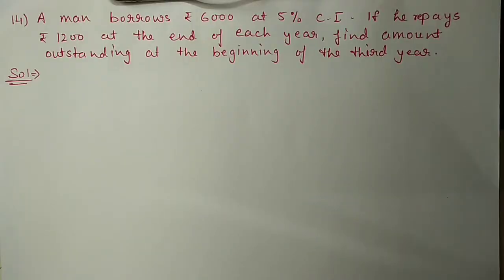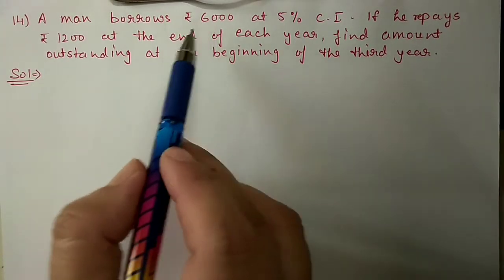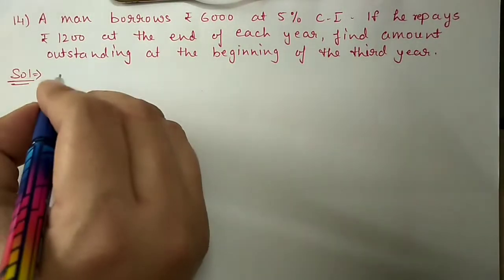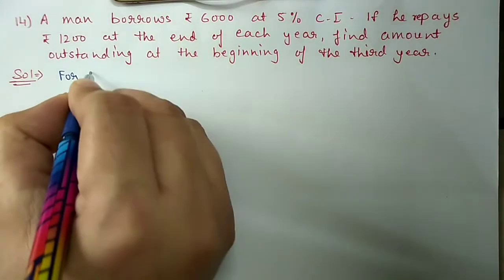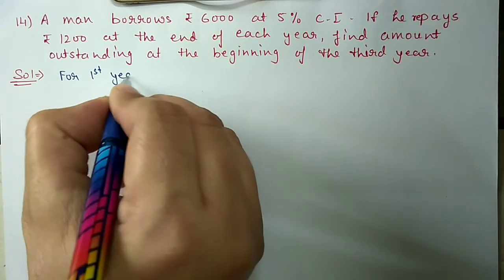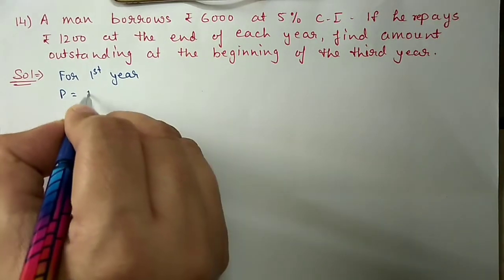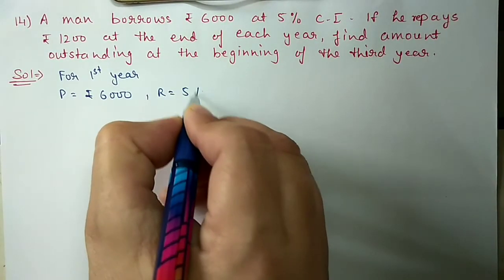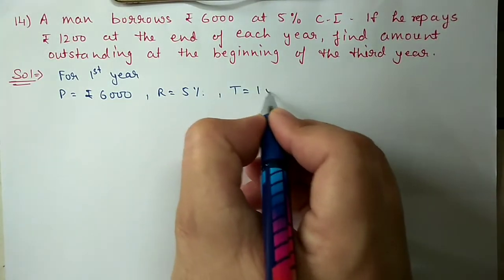Next, question number 14. A man borrows 6,000 rupees at 5% compound interest. If he repays 1200 rupees at the end of each year, find the amount outstanding at the beginning of the third year. So we have to do the calculation here for 6,000 rupees at 5%. First we will calculate for the first year. Principal money is 6,000 rupees. Rate of interest is 5% and time we will take 1 year.